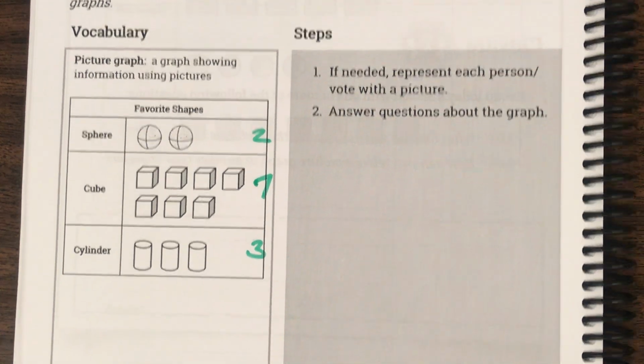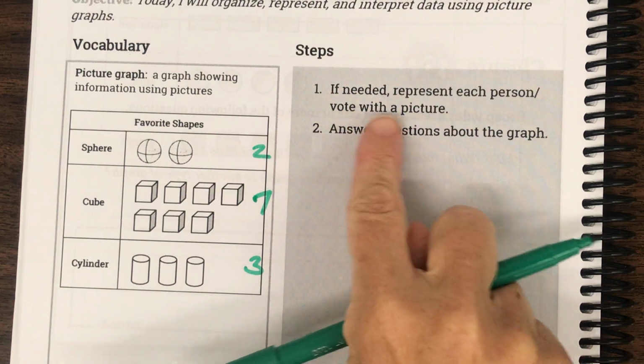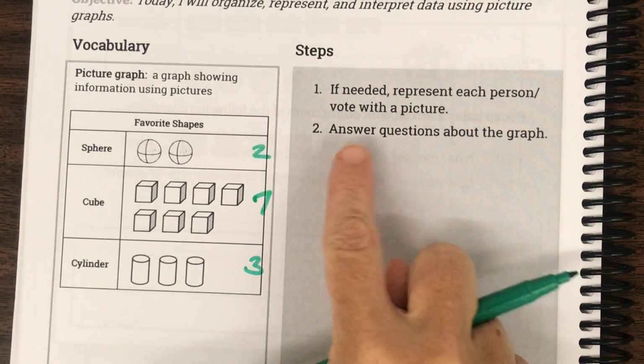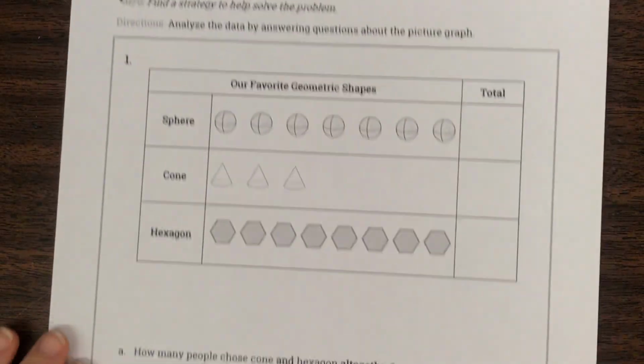Okay, our steps today are: if needed, we're going to represent each person's vote with a picture, and then we're going to answer questions about the graph. Okay, boys and girls, I'm going to pick up my red pen, which means you can put down your pencil just to watch for a moment. And here's my first problem.